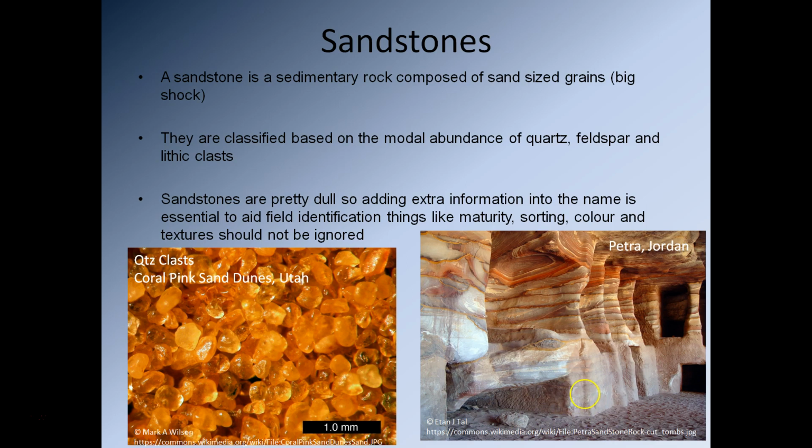Sandstones, I'm going to be honest, are on the whole pretty dull rocks. So adding extra information into the name is essential to aid field identification. Let's say I go to hill country, I find a layer of sandstone, and I decide to describe it and put it on a map. Then obviously when another geologist comes along, they're going to want to make sure they're looking at the same sandstone that I looked at. The way that we do that is by adding descriptive terms into the name that helps to give a little bit more detail.